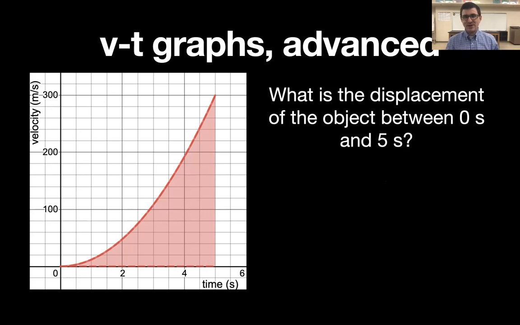Even a step beyond that, what if we wanted to know what the actual function of the position versus time is, given this velocity versus time? We here have a quadratic velocity versus time. What does the position versus time look like? What is the actual function?